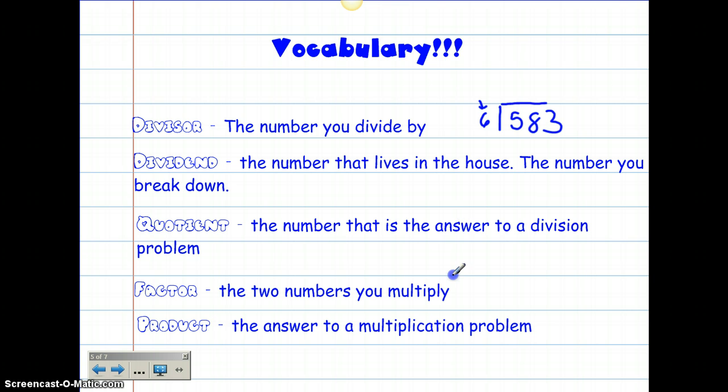Next, we have multiplication vocabulary. Factors. Factors are the two numbers that you multiply. So, 6 times 5, 6 and 5 are the factors. And the product is the answer to a multiplication problem. So this would be the product. Make sure you pause this video and take a moment to write down your vocabulary, and I'm going to move on.